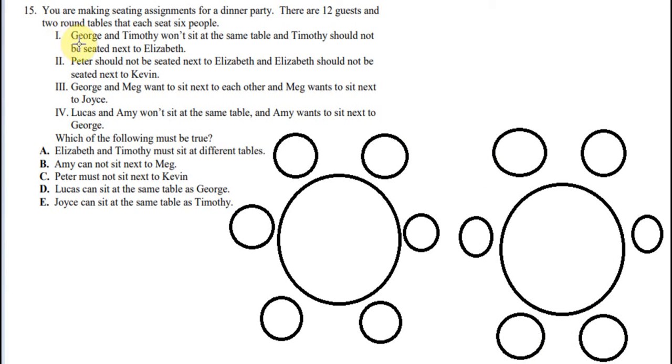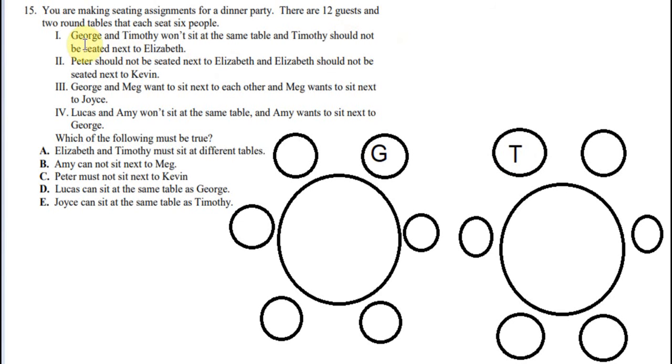So the first one: Joshua and Timothy won't sit at the same table. So we know that J and T have different round tables. So we put J here and T here.